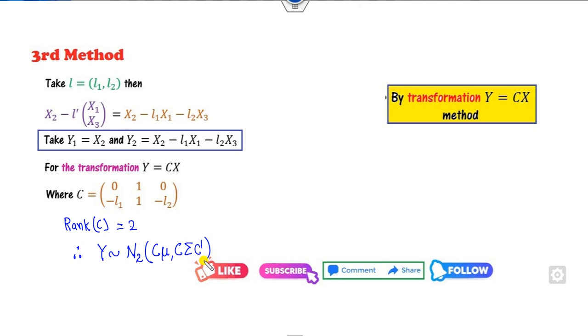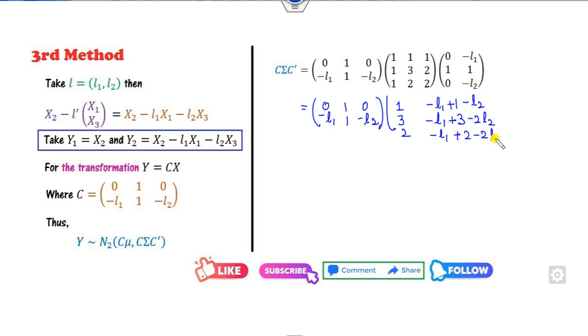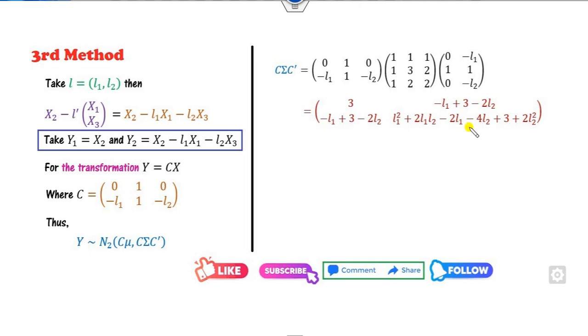and C sigma C transpose here. I can compute the covariance matrix C sigma of this. Now you can multiply them. So I think that is quite easy. You can multiply it by own. It will be first row, first column, 1, it will be minus L1 plus 1 minus L2. Similarly, you can multiply this, it will be minus L1 plus 3L minus 2L2, and then minus L1 plus 2 minus 2L2. Now you can multiply them again, it will be my 2 cross 2 matrix.